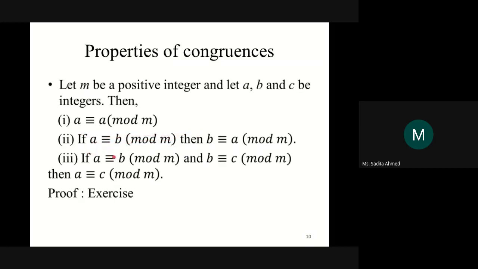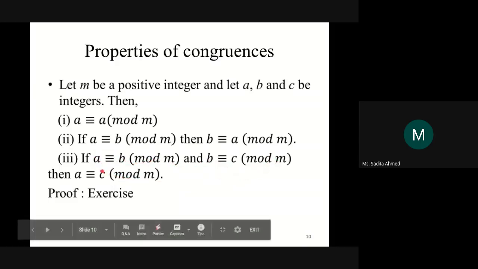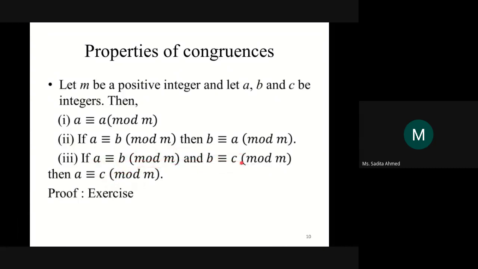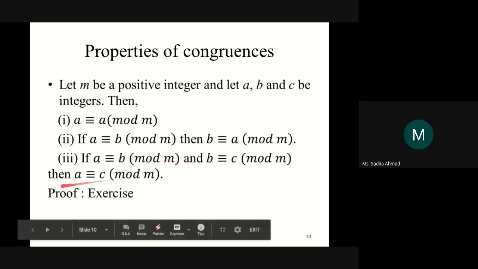And then we have the third property, which tells us that if a is congruent to b mod m and b is congruent to c mod m, then a is congruent to c mod m. Try out this proof. Think about it. First, what is the hypothesis? The hypothesis is that a is congruent to b mod m and b is congruent to c mod m. You are allowed to assume that these two are true. Based on that assumption, you have to prove that this is also true, that you can derive this from these two assumptions.